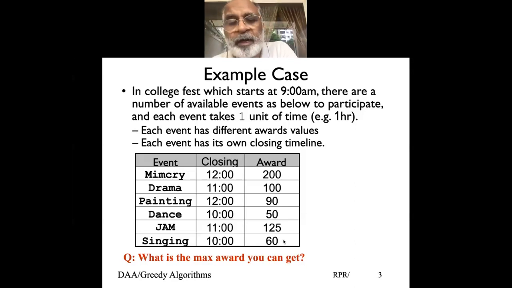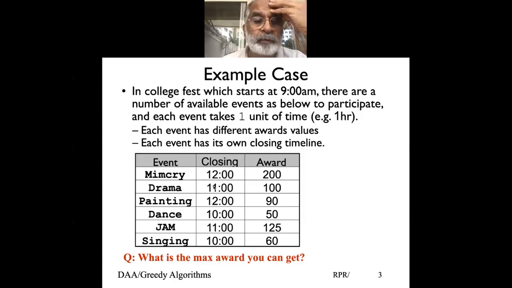So can you work out and tell me what is the maximum award somebody can get and what the schedule would be? Quickly work it out with paper and pen and tell me what the maximum award a participant can get and what the schedule would be for that award. Next 2 minutes, work it out, let me know the answer. Remember, each event is 1 hour. So mimicry, you can start at 9 o'clock, 10 o'clock, or 12 o'clock, whichever way you want. Doesn't really matter.